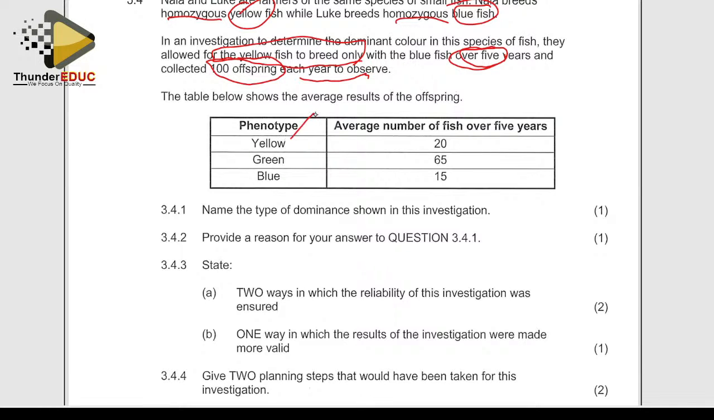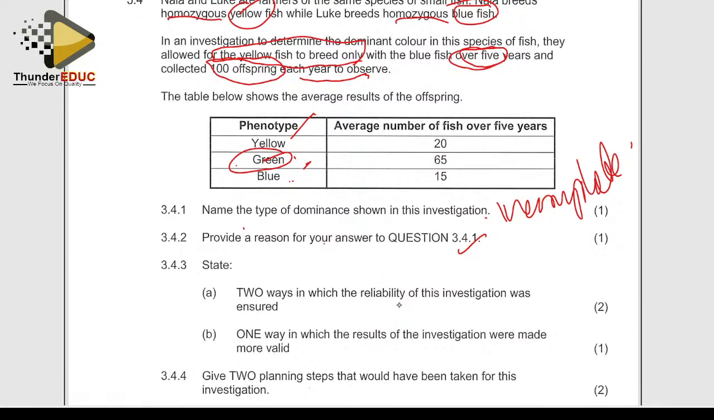Okay, let me check and see. It's this. Yellow and blue. So this one becomes an intermediate. Therefore, it is incomplete dominancy, whereby you have an intermediate. It's not yellow, it's not blue. It's just a medium color, which is an intermediate. Therefore, it is incomplete dominancy. Provide a reason for your answer because you produced a new character or an intermediate color of the offspring. Okay.